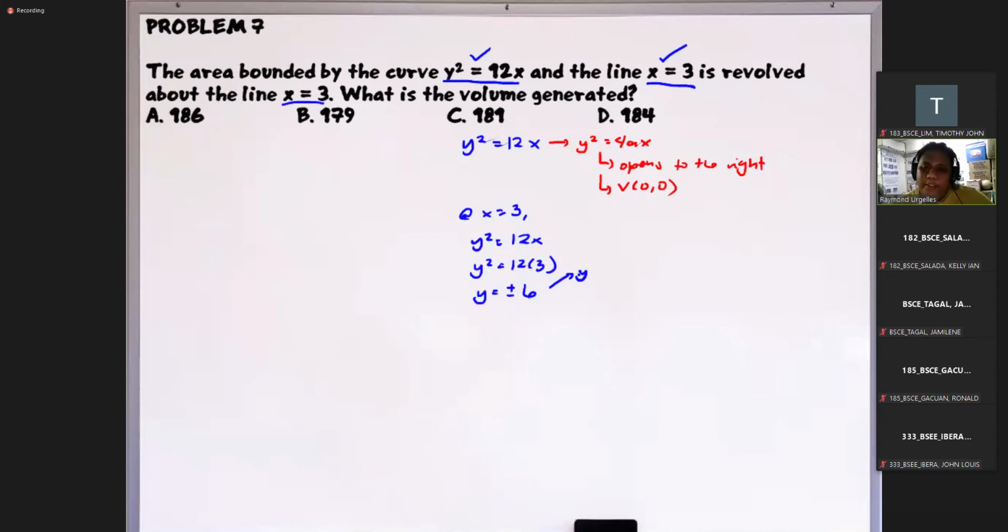If y is positive 6, then x is equal to 3 and y is positive 6. If y is negative 6, then x is equal to 3 and y is negative 6. These are our points of intersection, the points that define our parabola. Now we can draw this.